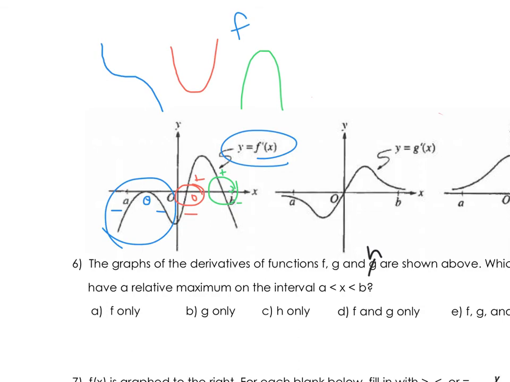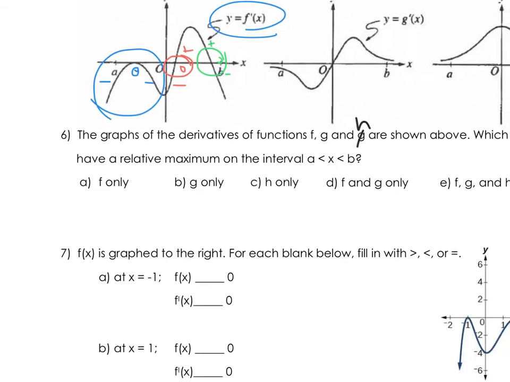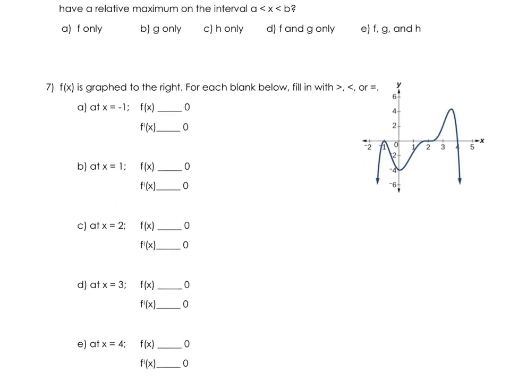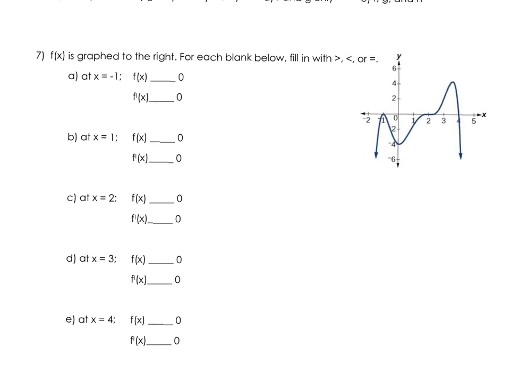All right. Let's take a look down here. Number 7. F of x is graphed at the right. Very important to note that it's f of x and not f prime of x. For each blank below, fill in with a greater than, less than, or equal to at x equals 1. Okay, so here I'm asking you for just, is the regular function greater than, less than, or equal to 0? And then separately is the derivative.